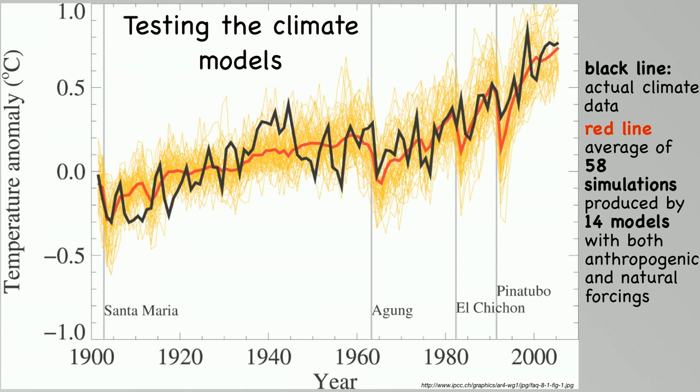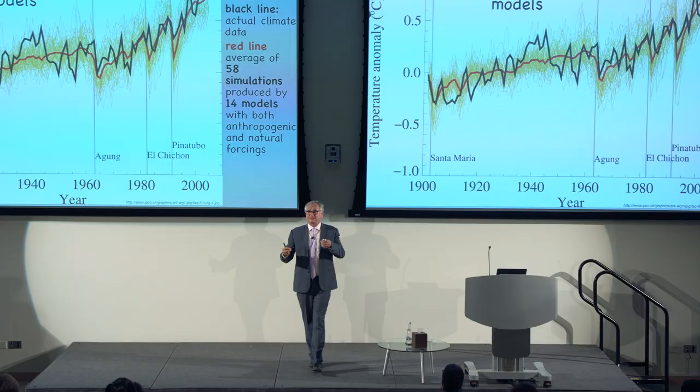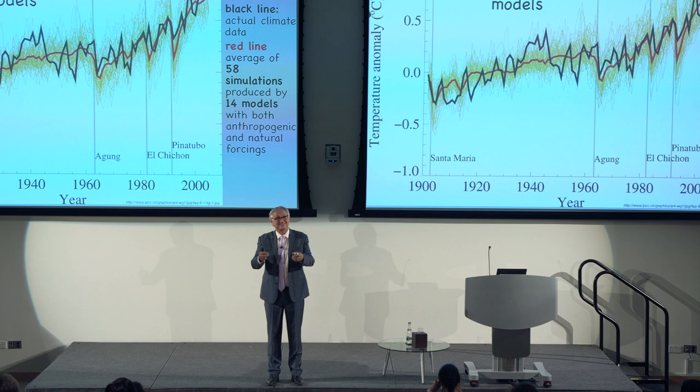So here you have these yellow lines represent a whole bunch of different computer simulations by different groups around the world. And the red line is the average of those simulations, and the black line is the data. And it looks like we're doing a pretty good job. But once you can go back in time, you can also go back in time with these equations and say, what effects gave rise to those temperature changes?